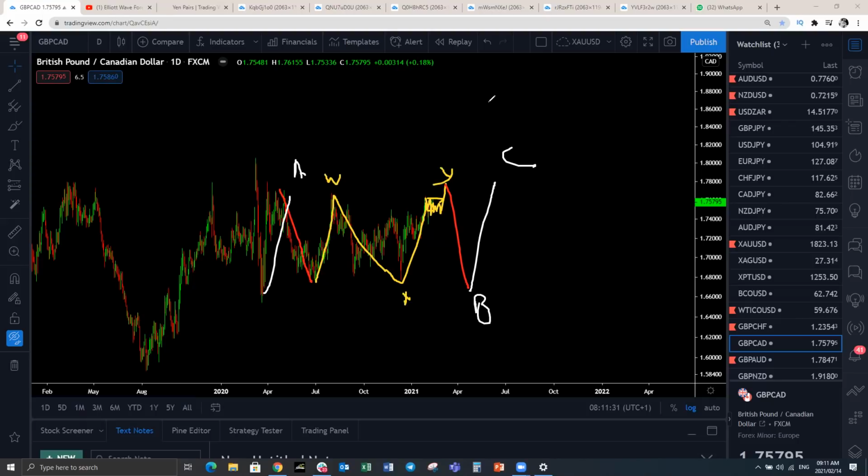What about the red? The red will be an ABC corrective structure. If you look at this, they are all on the same degree. That's just because of the annotation that I'm using, but this is not the same degree. The red is smaller than the white. The white is the bigger structure. So we could get a push to the upside here. You can get an entry for upside. The indicator can even tell you you're going up.